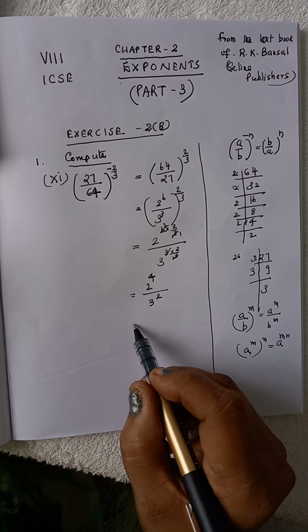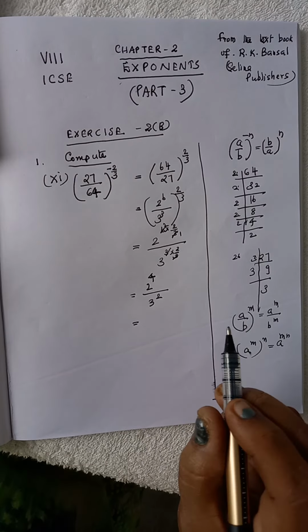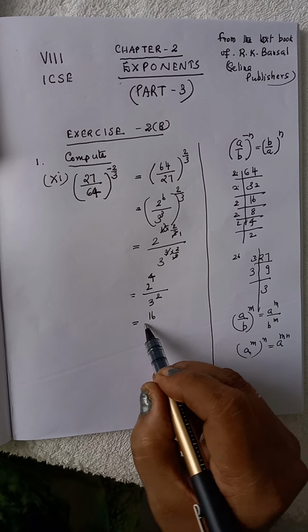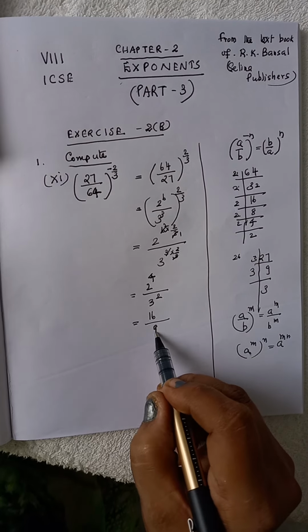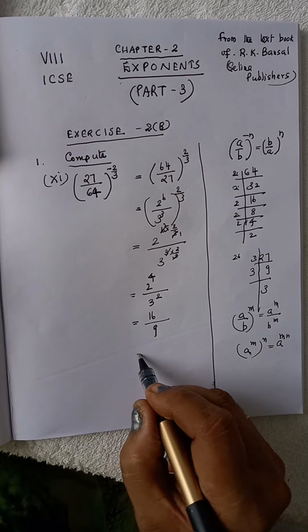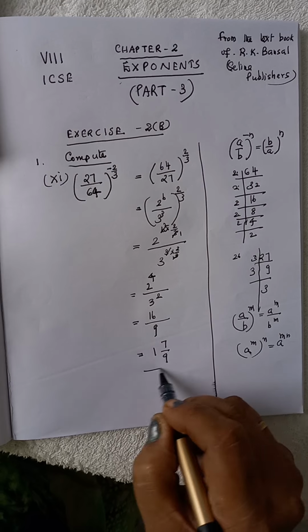That is equal to 2 raised to 4, which is 2 into 2, 4, 4 into 2, 8, 8 into 2, 16. 16 by 3 raised to 2, that is 3 into 3, 9. That is equal to 1 and 7/9. That is the answer.